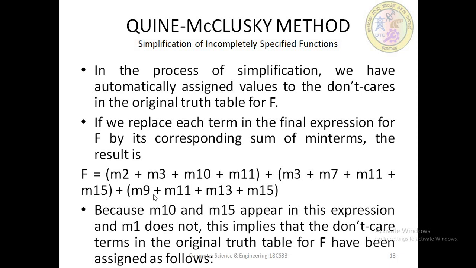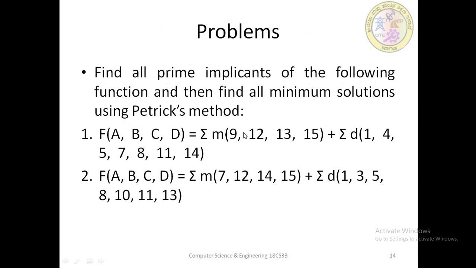That means in the final expression we obtain, there will not be a value for M1. In the final expression, the don't care conditions M10 and M15 are covered, so the final function must have the results of M10 and M15. These are some of the problems that you have to take care of.